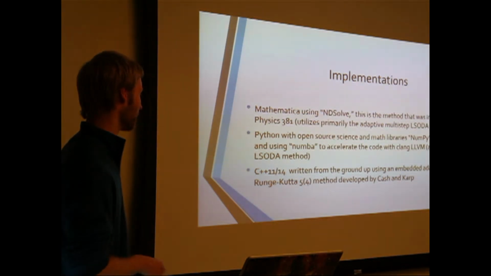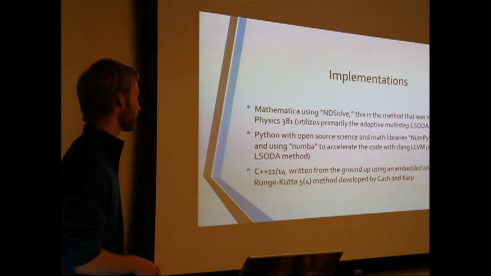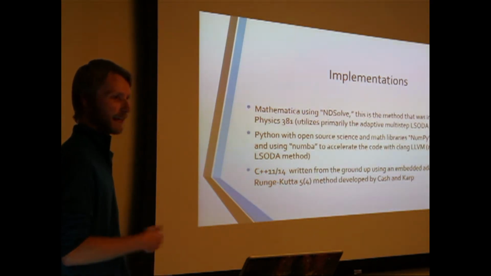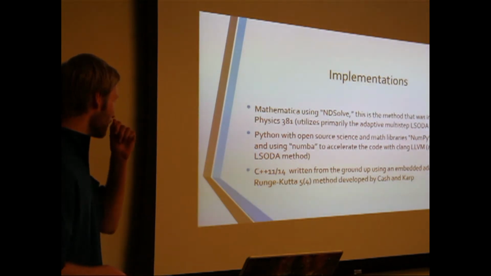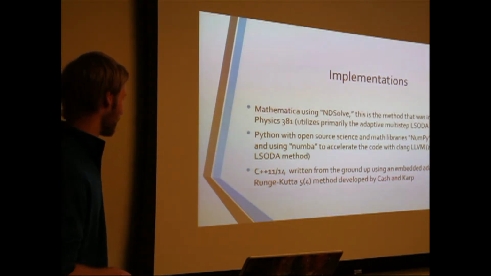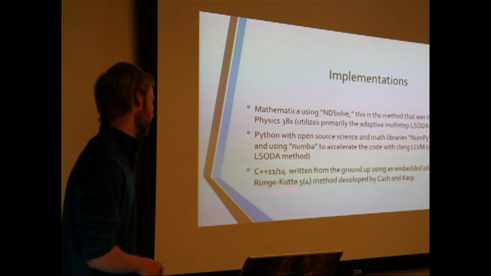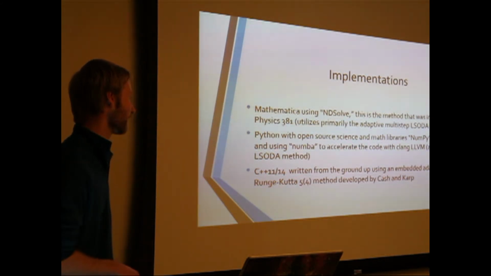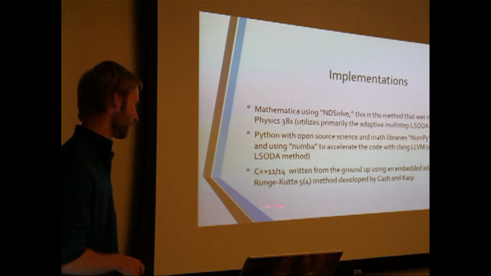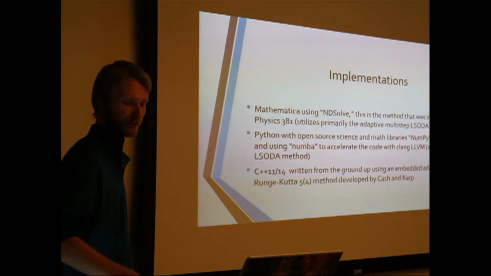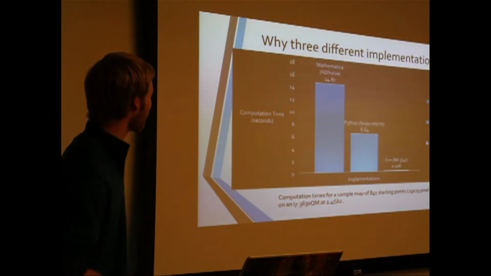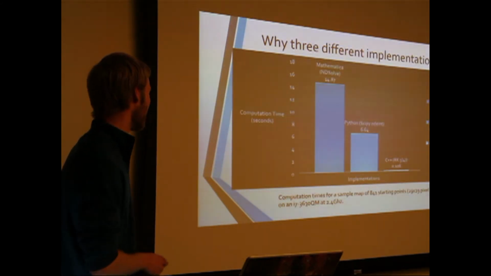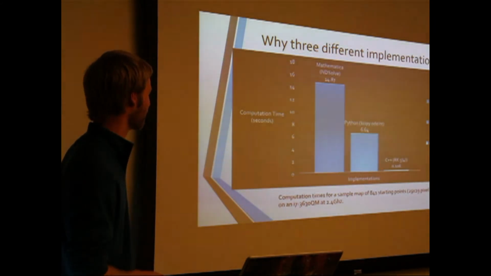Then I started with Python, just using some simple open source science and math libraries, NumPy and SciPy, and sped it up using Numba. That was a little bit faster, but I wanted it faster. So then, from the ground up, writing in C++, using the embedded adaptive step size method by Cash and Karp that I showed earlier. And so why 3 different implementations? This gives a sense of computation times relative to one another.